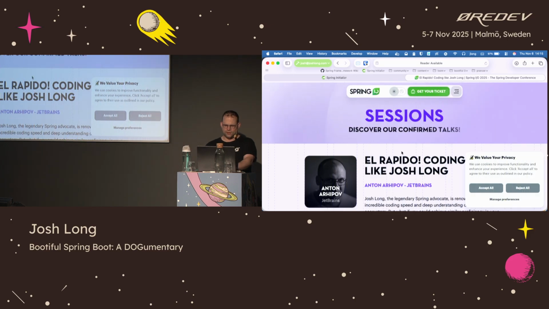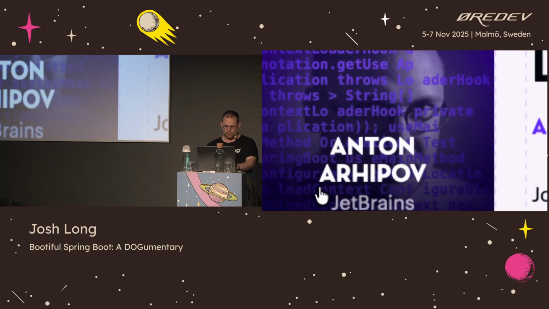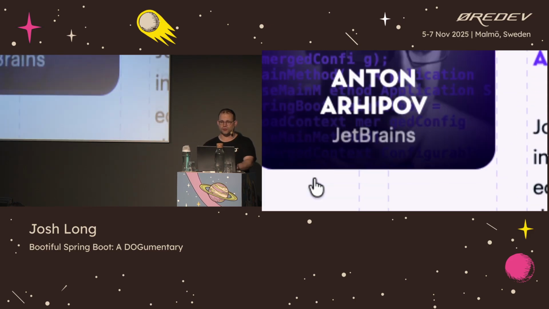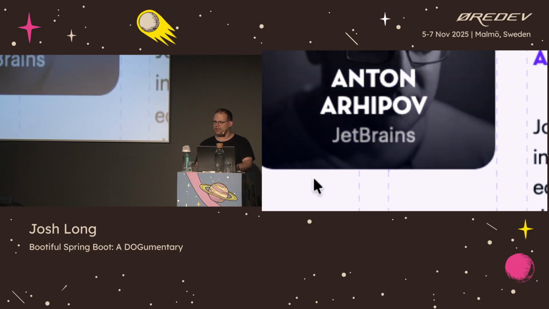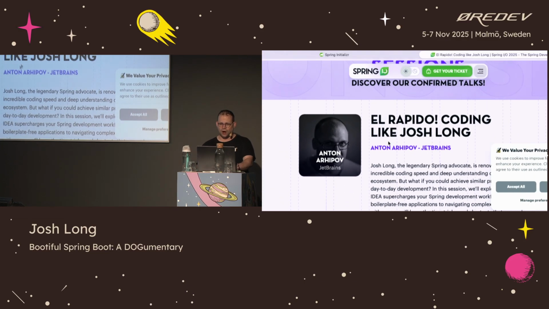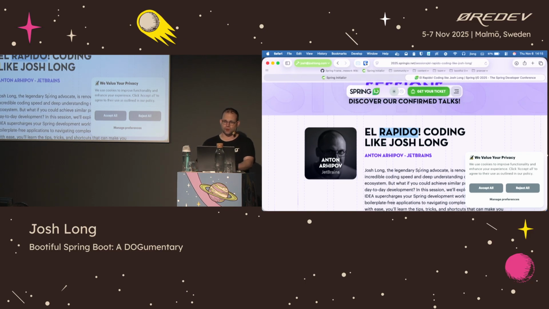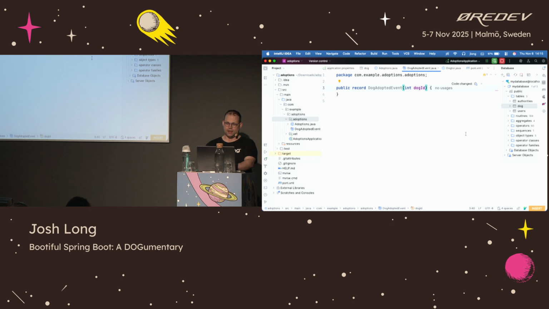Okay, this is Anton Arhipov. He's a JetBrains developer advocate. JetBrains, of course, is the company that makes IntelliJ IDEA. And he did a presentation at this conference in Barcelona called El Rapido, coding like Josh Long, because I'm usually pretty quick. But now I'm doing the Vim motions, so I am not coding like Josh Long, which is very awkward, right? He could not have picked a worse year for this talk to come out. So anyway, we're back here.